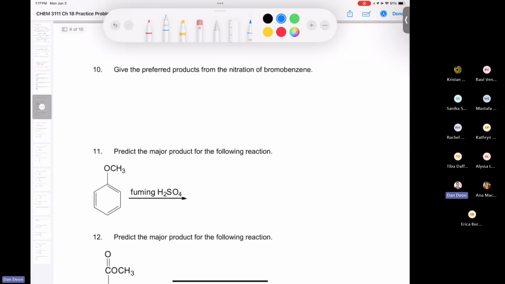All right, the next one, it says give the preferred products for the nitration of bromobenzene. So let's take a look at bromobenzene. If I draw bromobenzene, which is just this compound, you take benzene and you put a bromo on it. There you go. Now if I nitrate this with nitric acid and sulfuric acid, it's going to effect the nitration, but where is the nitro group going to go? Could anybody tell me? Would it go in the ortho, meta, or para position? And it's not a trick or me trying to get you or something like that.